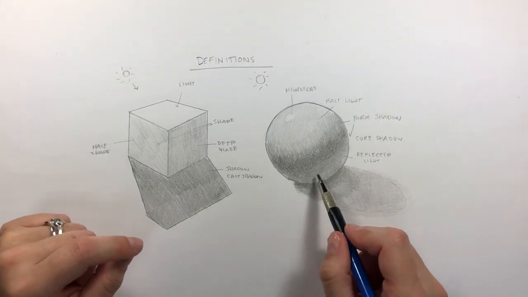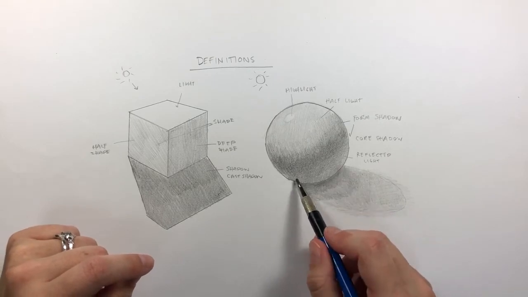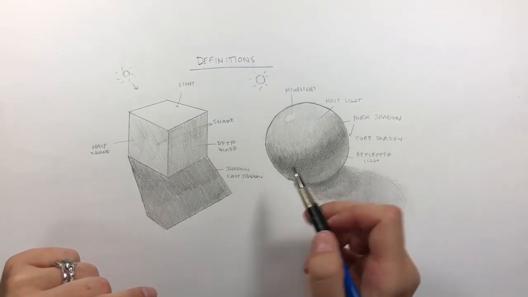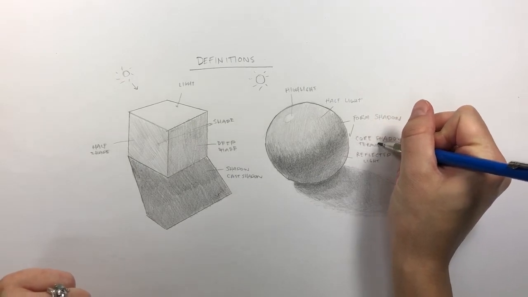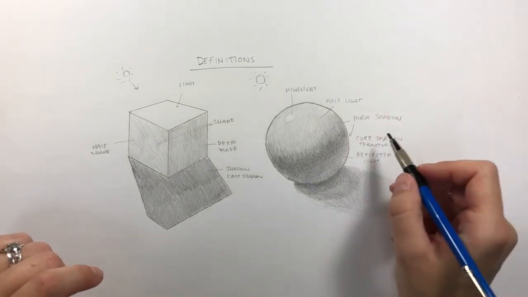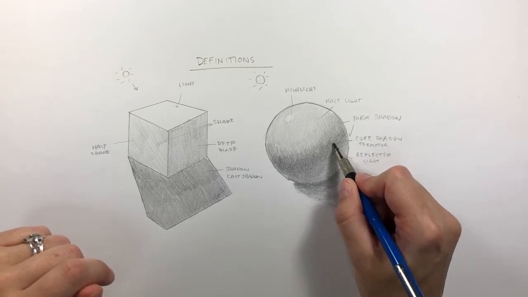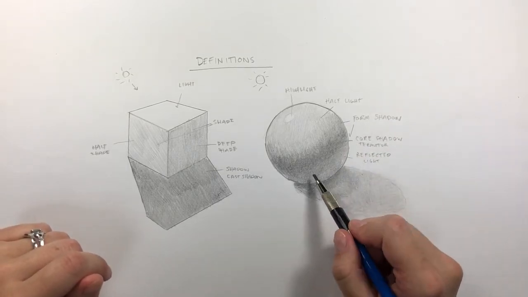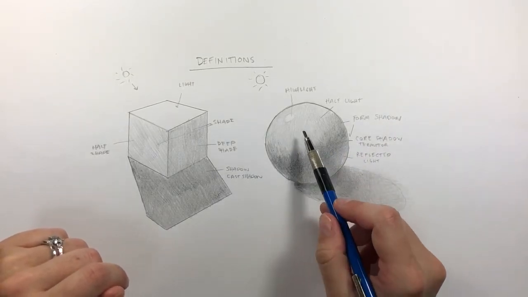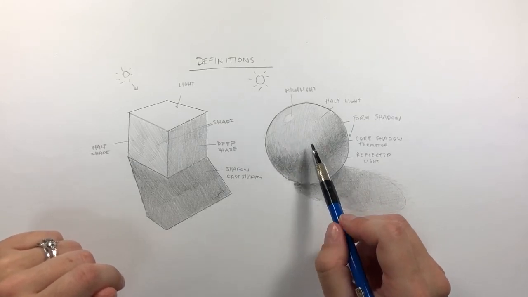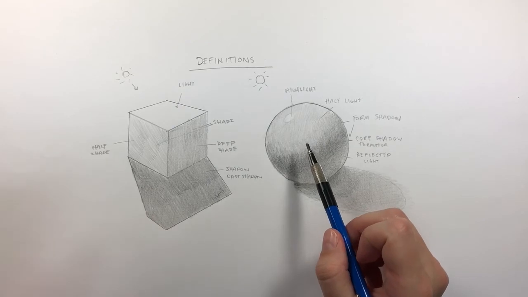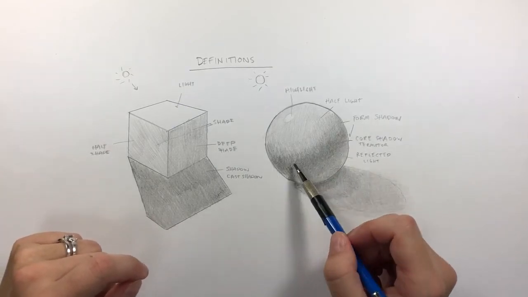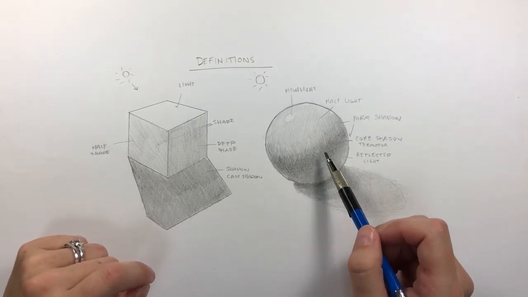That lightest area of your shadow. The core shadow can also be called the terminator, but core shadow is really the common phrase that we use. And then this is the reflective light. So really pay attention. Start looking at objects in everyday situations, whether it's with the sun or with artificial light, you will have this core shadow, the darkest part of your form.